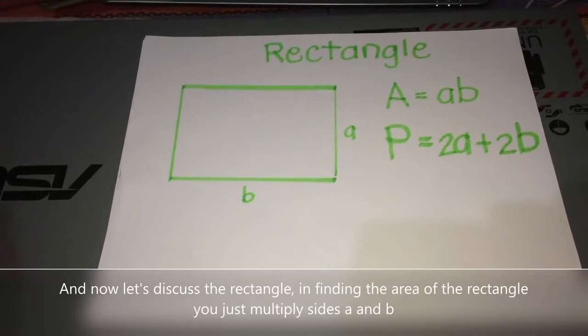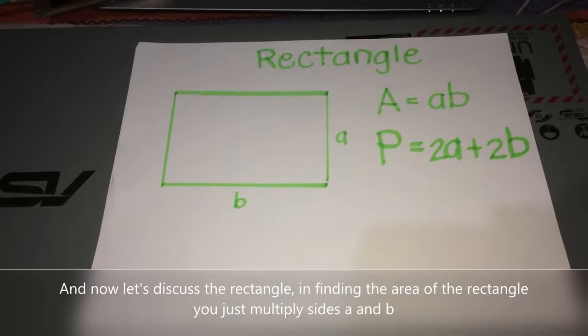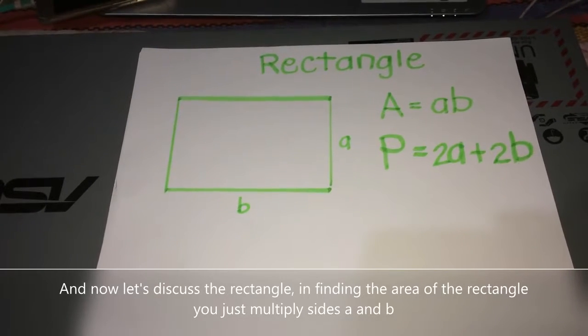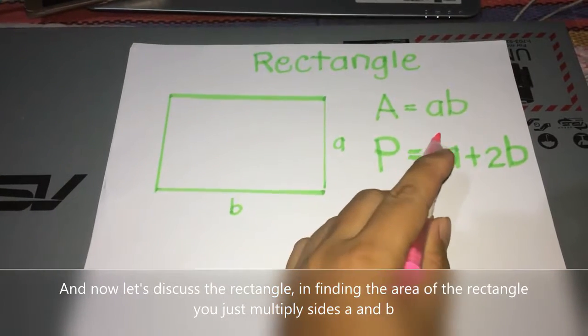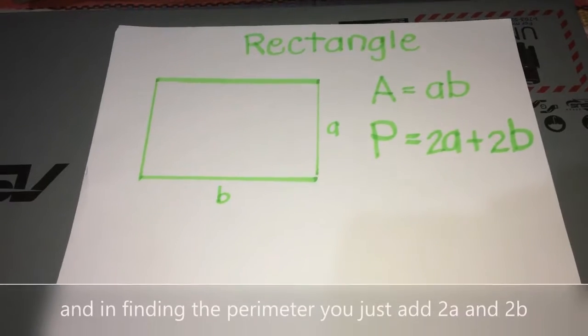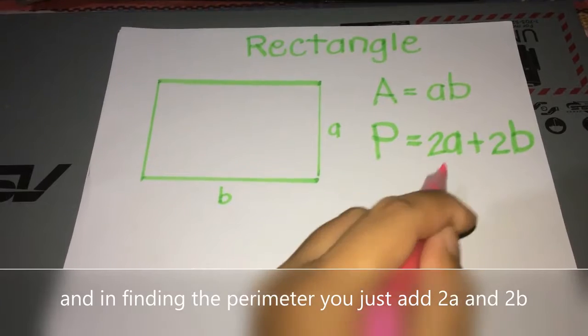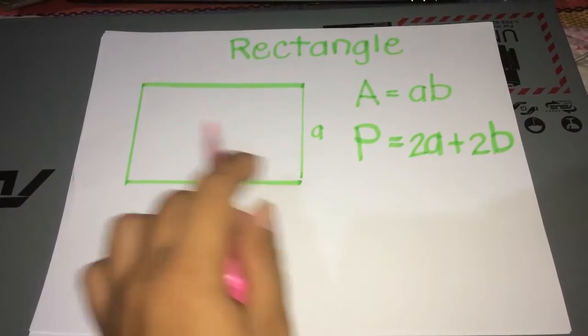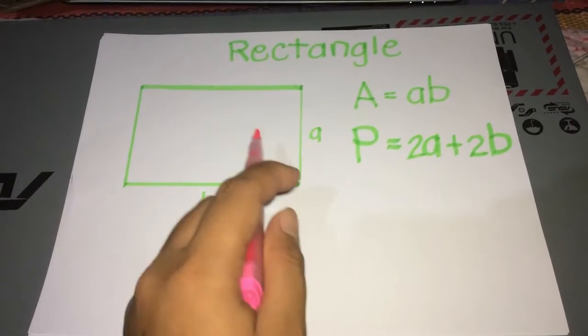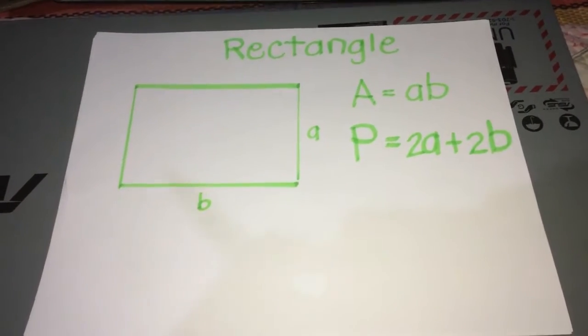And now, let's go to the rectangle. In finding the area of the rectangle, you just multiply sides A and B. And in finding the perimeter, the formula is 2A plus 2B. Just add the two sides of A and the two sides of B.